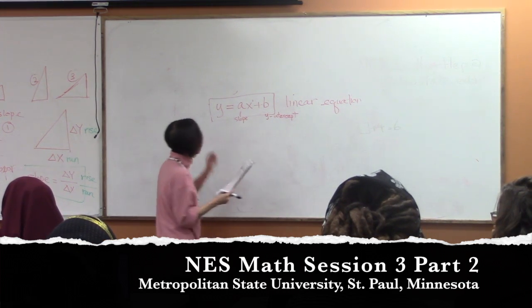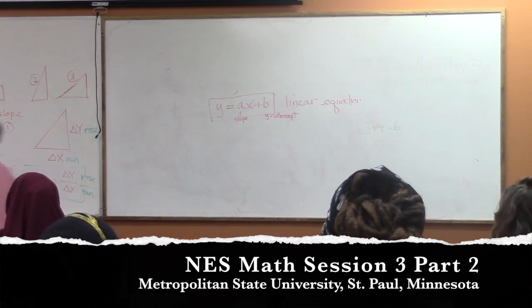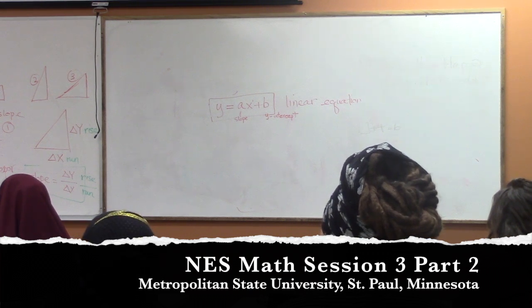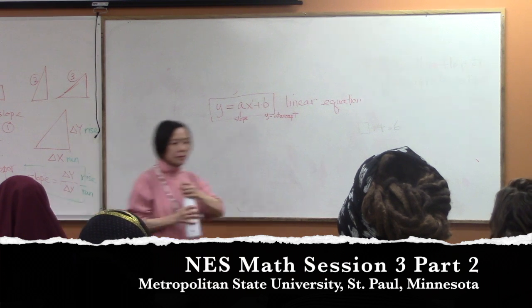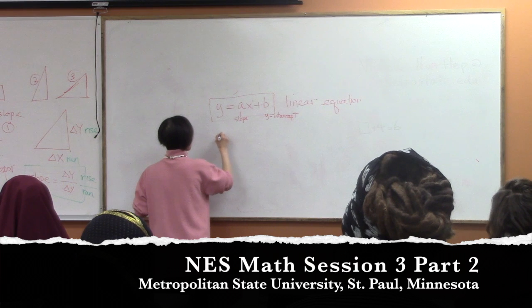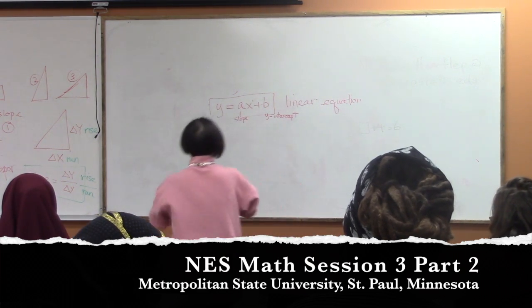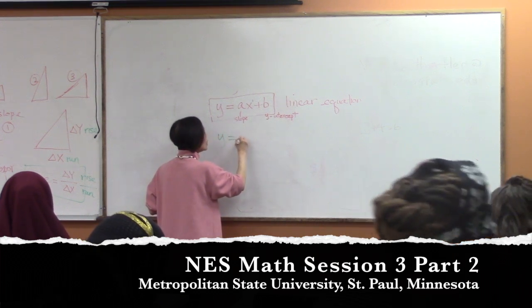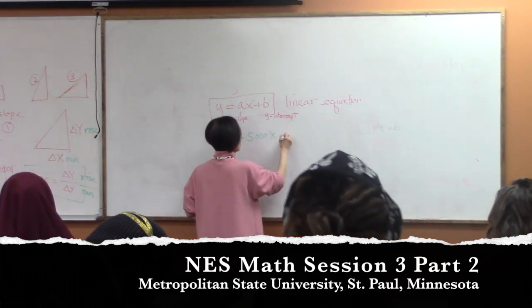Is it in the format of y equals mx plus b? Yes, because we could use that and it always works. So let's write it right underneath: y equals negative 5,000x plus 30,000.